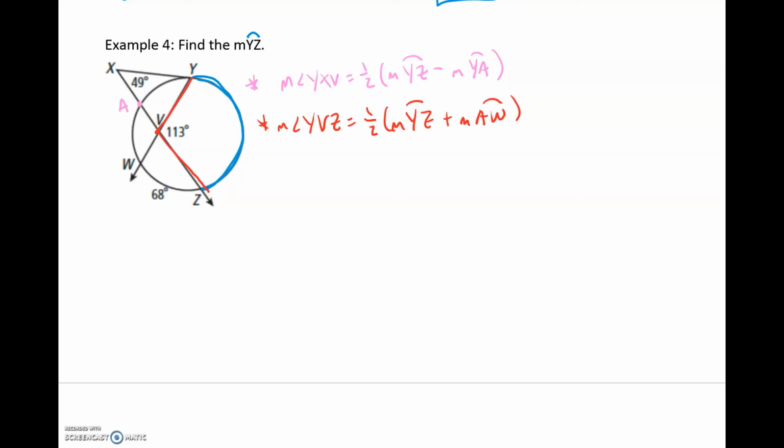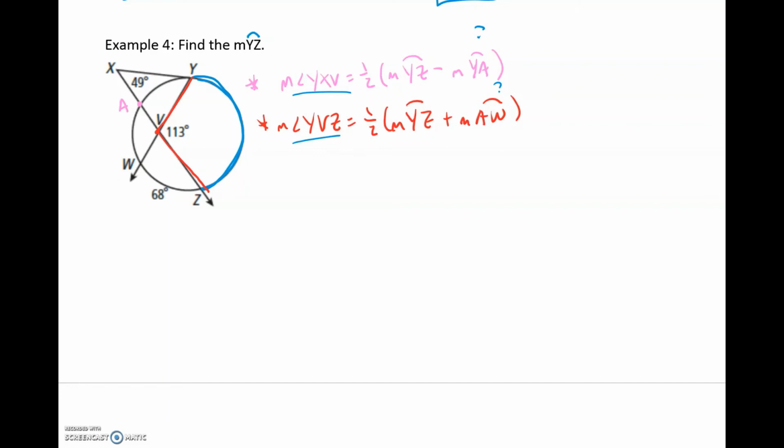So those are basically two starting points I would take out from the situation. And then I would start thinking about, well, what would be easier for me to find, right? I happen to know what the angle measures are for YXV and YVZ. So I'm just deciding which one's easier to find, arc YA or arc AW. And that's going to help me decide which one of those two equations to use, right? So we always want to have options in mind, but narrow it down to one path.